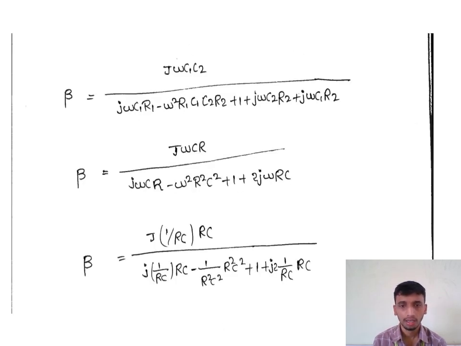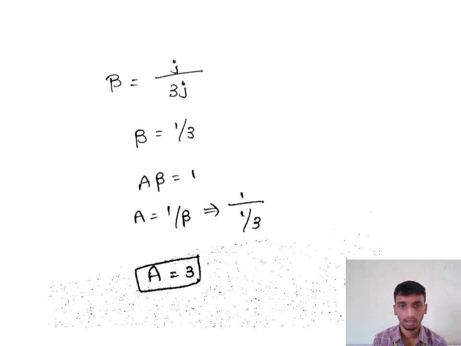Now beta is equal to j into 1 by RC into RC divided by j into 1 by RC into RC minus 1 by RC square into RC square plus 1 plus j2 into 1 divided by RC into RC. At last we get beta is equal to 1 by 3 and A beta is equal to 1, and substituting beta is equal to 1 by 3, we get A is equal to 3.